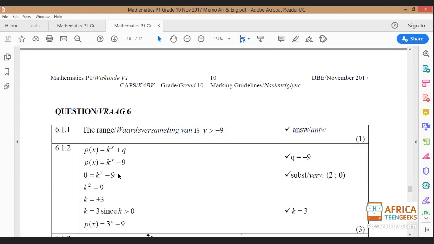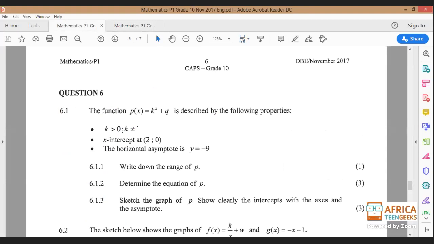So we know k^2 - 9 is the difference of two squares. Therefore, k can be plus or minus 3. But since k is greater than 0, k will be equal to 3. Therefore, P(x) = 3^x - 9. All right, boys and girls.